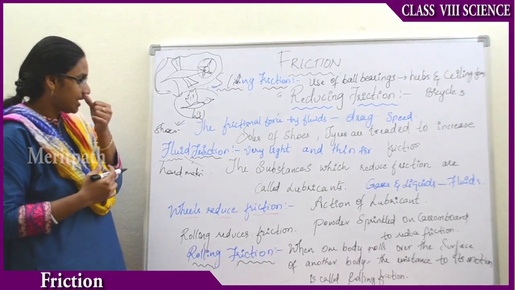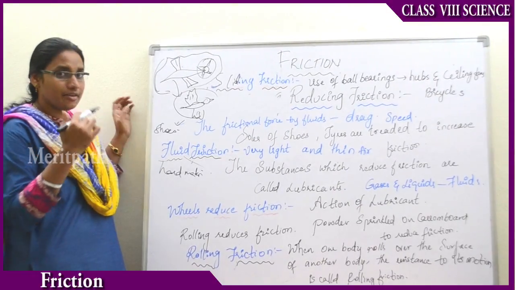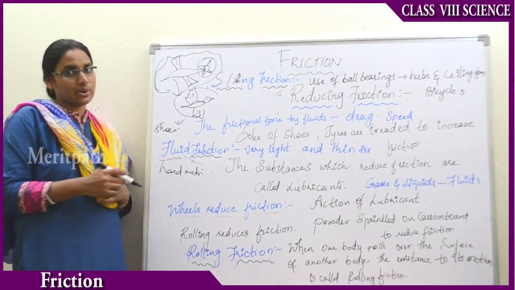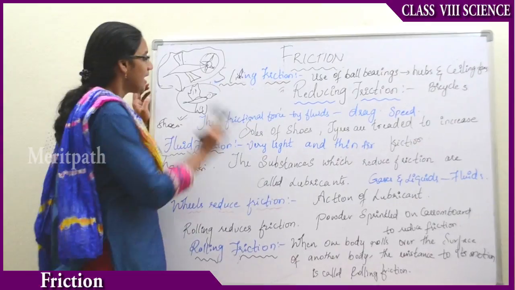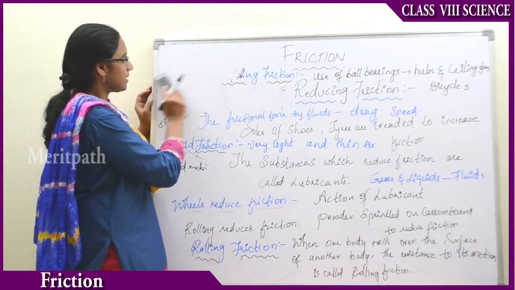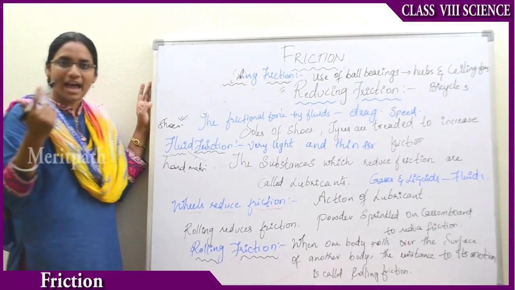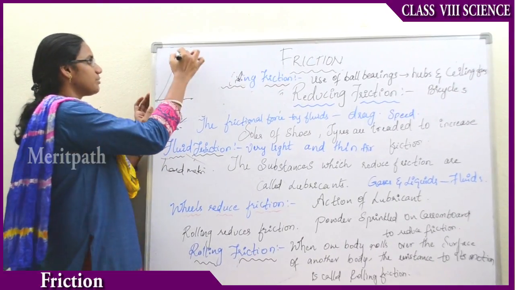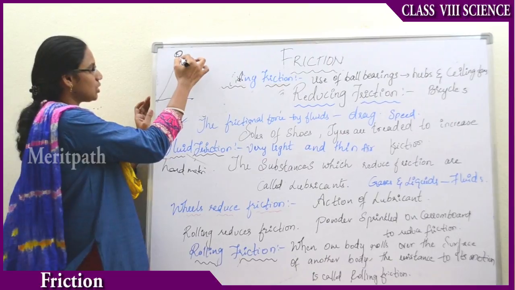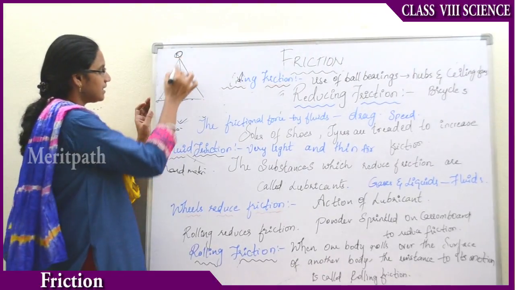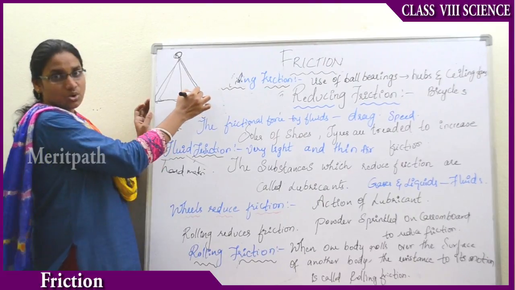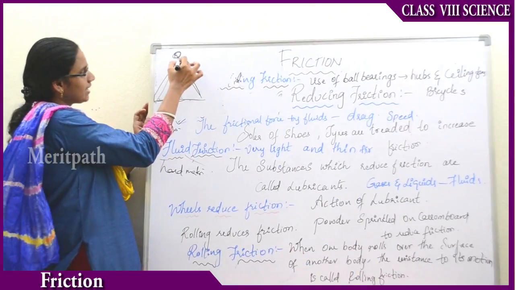Now let us see another one, that is sliding friction and rolling friction. What do you mean by sliding and rolling? Sliding is when an object is thrown from a higher level. Let us take this as a mountain, right? Now from this mountain top I have thrown that stone. This is the mountain. I have thrown the stone. Now this stone has slid, right?